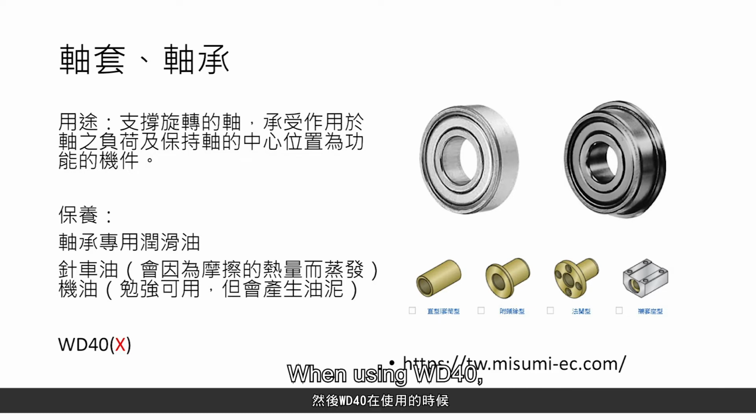When using WD-40, the main function of the WD-40 is for rust removal and rust proofing. Its lubrication capabilities are not good. If your bearing or bushing gets dirty, you can spray a bit of WD-40. After cleaning it up, then add more oil to keep it lubricated.